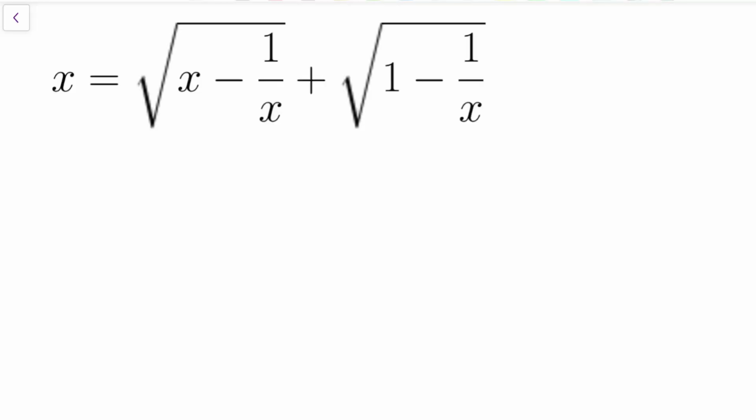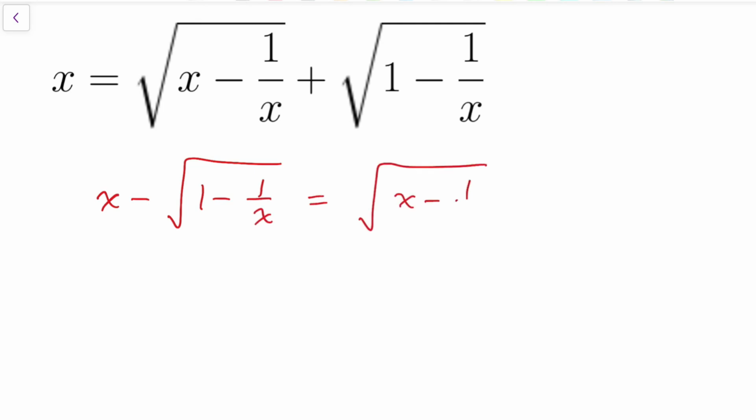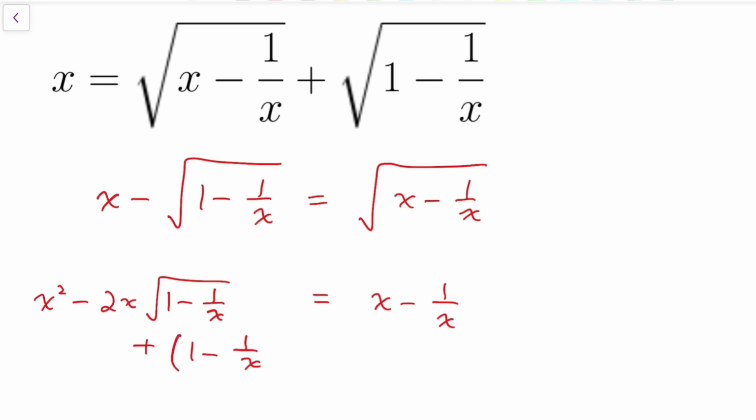To solve this equation, I'm going to move one of the surds to the other side. So we'll have x minus the square root of 1 minus 1 over x equals the square root of x minus 1 over x. Then I'm going to square both sides. For the right, we will have x minus 1 over x only, removing the radical sign. While for the left, we have x squared minus 2x times the square root of 1 minus 1 over x, added by the square of that surd, which is just 1 minus 1 over x.